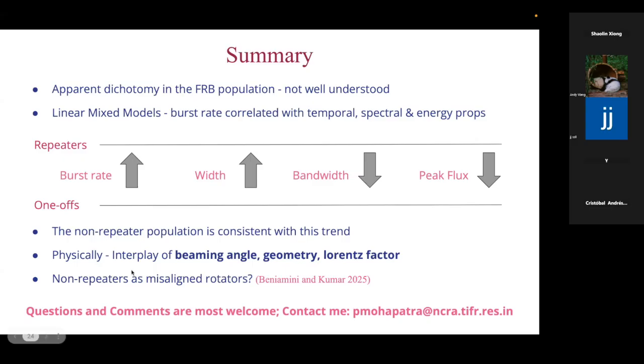Physically, this can be an interplay of the beaming angle, the beaming geometry, as well as the Lorentz factor. And as Paz was mentioning moments ago, the non-repeaters can be interpreted as misaligned rotators. And in this framework, this kind of correlation is expected.